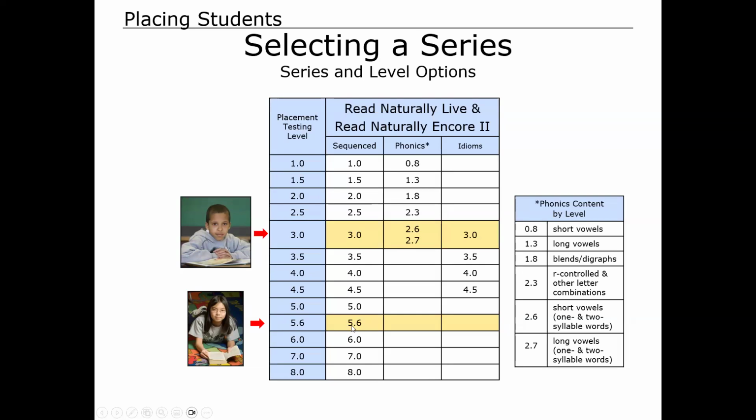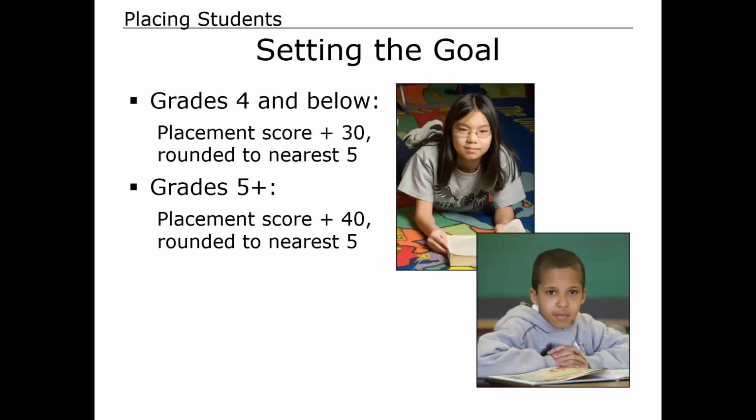Okay. Now, when you set the goal, it is based on the grade of the student, the age of the student, not their reading level, but how old is the kid? How old is the student? So if your student is in 4th grade and below, you're going to add 30 to the placement score and round down to the nearest 5. Okay. If your student is older, 5th grade and above, you will add 40 and round down to the nearest 5.